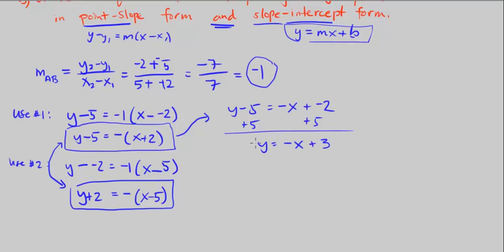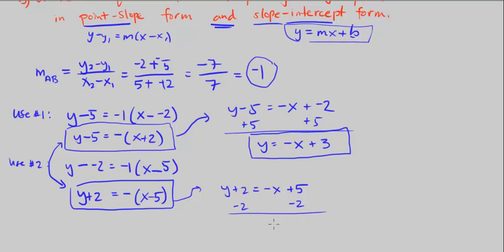Okay? So this is the slope-intercept form of this line, right? And let's say I started here. Well, y plus 2, let's distribute the negative. Negative x, negative times negative is positive 5. Minus 2 from both sides, right? And I still get y is equal to negative x plus 3.